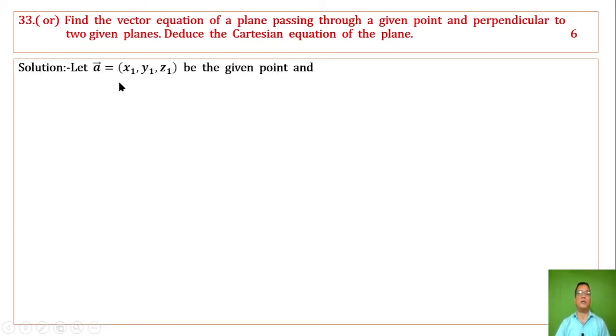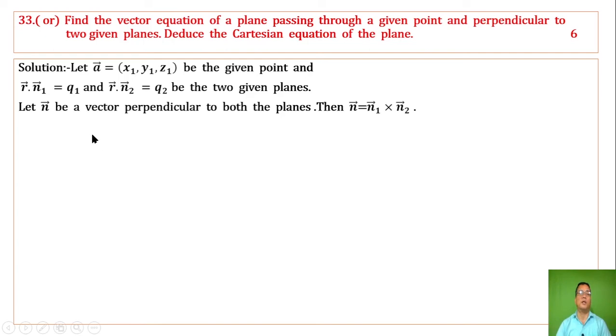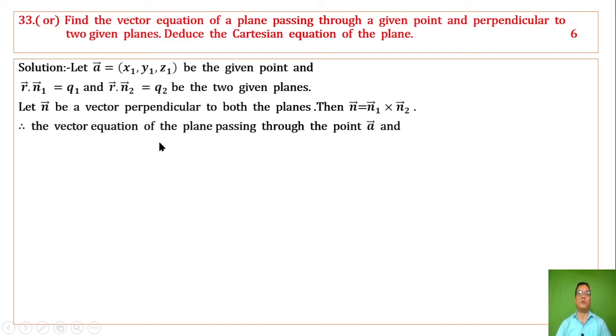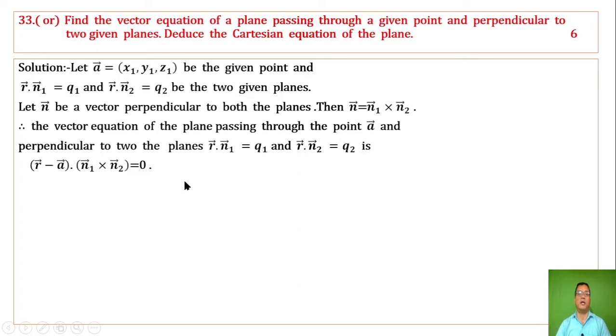Let a vector equal to a1 x1 y1 z1 be the given point, and r vector dot n1 vector equal to q1 and r vector dot n2 vector equal to q2 be the two given planes. Let n vector be a vector perpendicular to both the planes, then n vector equal to n1 vector cross n2 vector. Therefore, the vector equation of the plane passing through the point A and perpendicular to the planes is r minus a vector dot n1 vector cross n2 vector equal to 0.